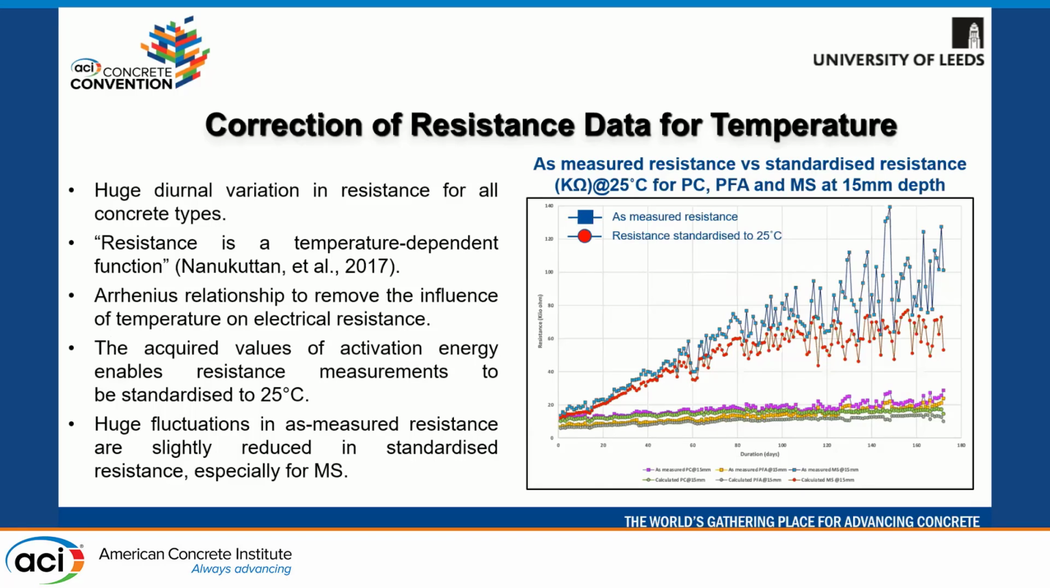So what we did was we applied the Arrhenius equation to remove the influence of temperature on electrical resistance. The acquired values of activation energy from the relationship enabled resistance measurements to be standardized to 25 degrees Celsius. These huge fluctuations that were seen in as-measured resistance were slightly reduced in standardized resistance, which can be seen here with circular data showing the standardized resistance.